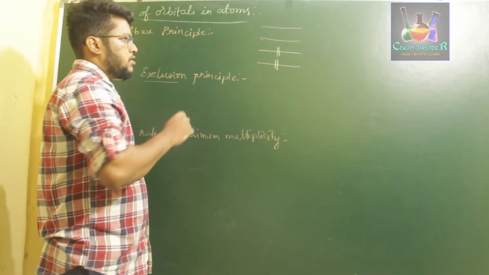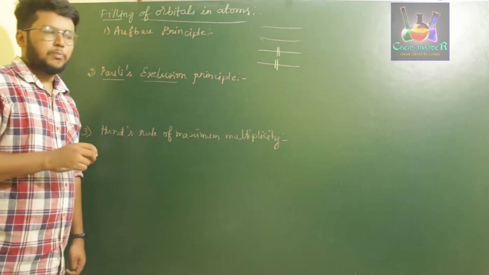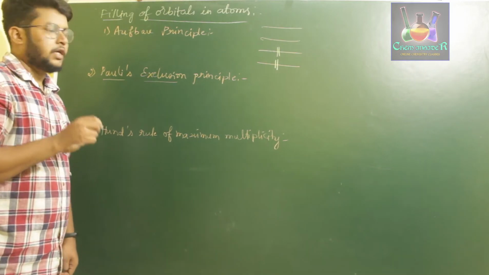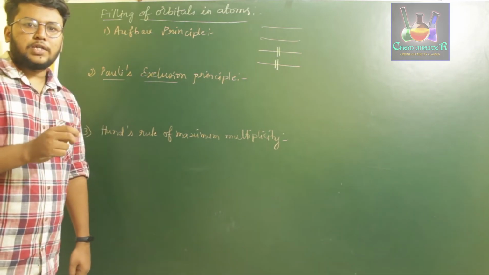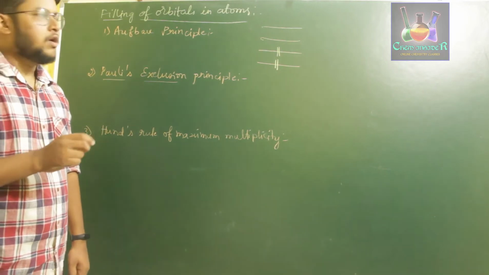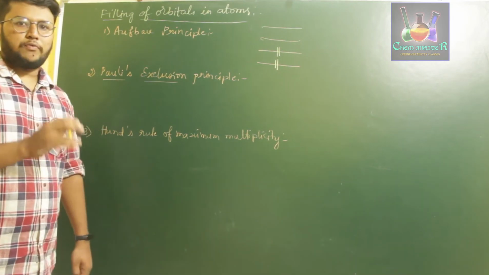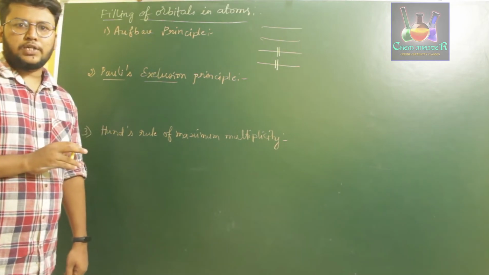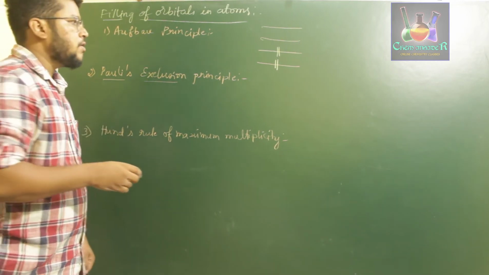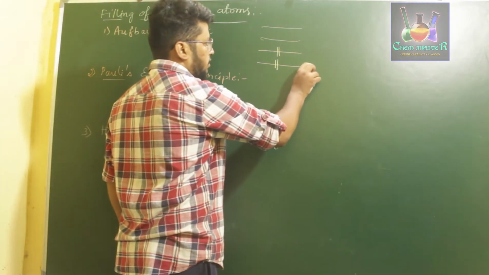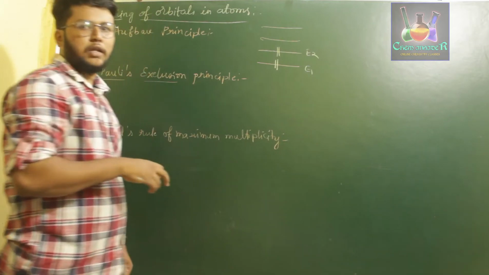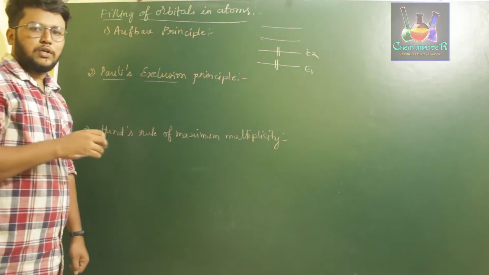Similarly, while we build a building, you have to first complete the basement in order to go to the first floor. In the same way, in building up electrons in orbitals, the electron should enter the state which has lower energy. Once that lower energy level is completely filled, only then can the electron go to the next higher energy level. So if I say this energy is E1 and this is E2, the electron should enter the E1 level first and then the E2 level.